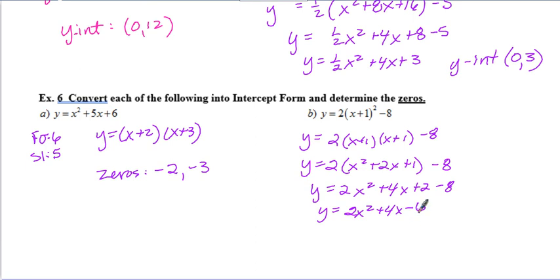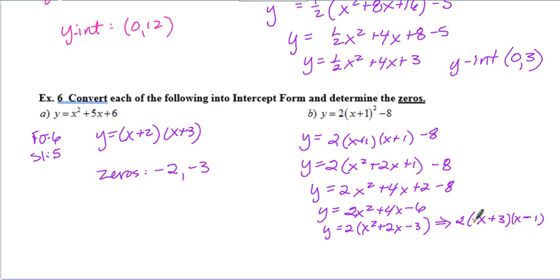Now let's get this into factored form so that we can get this into intercept form. So I see here a greatest common factor of 2. 2 times x squared plus 2x minus 3. Let's see, what multiplies to -3 and adds to 2? If I did 3 and 1, and let's make the 3 positive and the 1 negative. And of course we have this 2 out here.